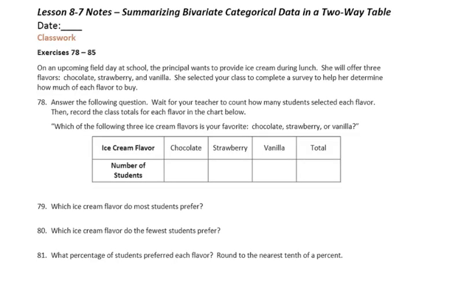Lesson 8-7 notes talks about bivariate data. Bi means two, variate is variable. So we're talking about two different kinds of data in one table, which is called a two-way table.